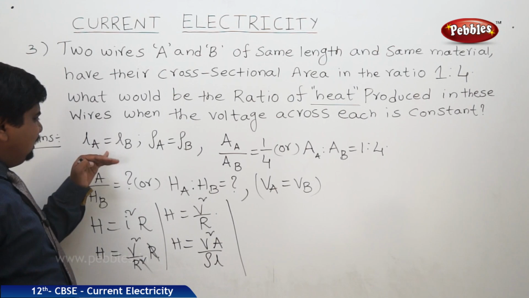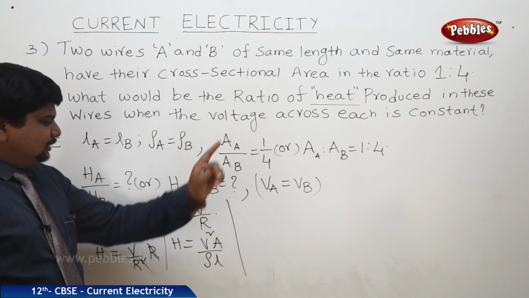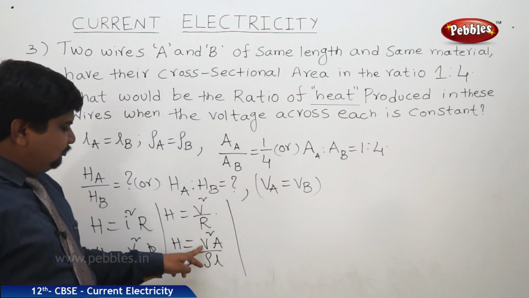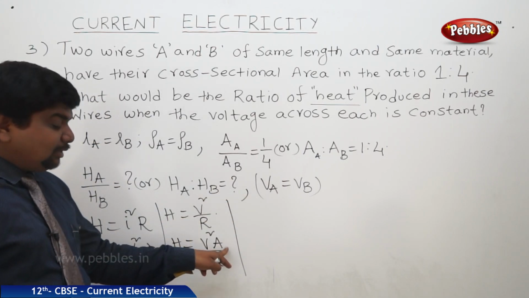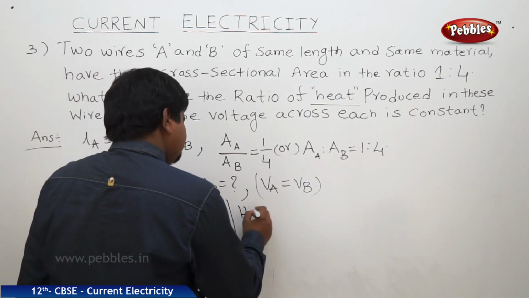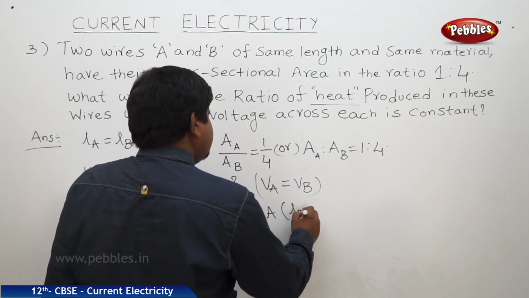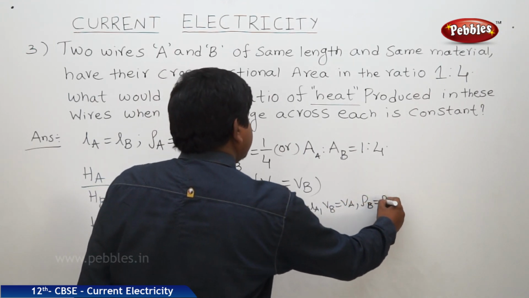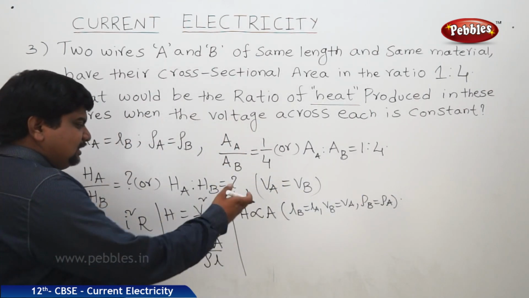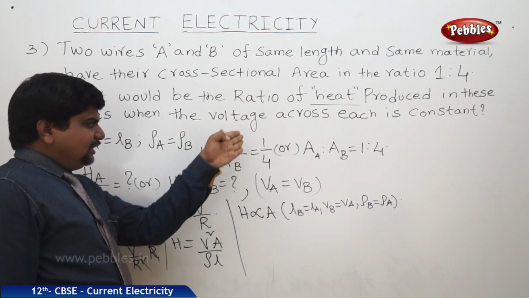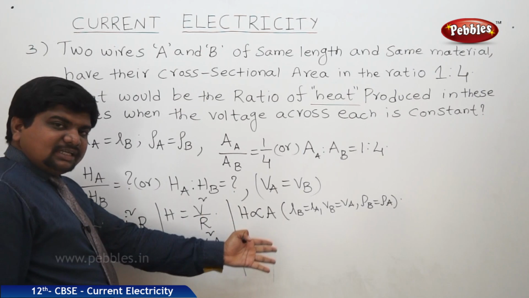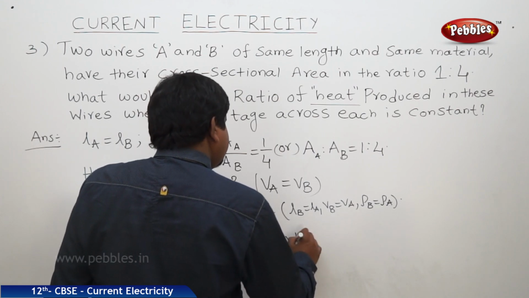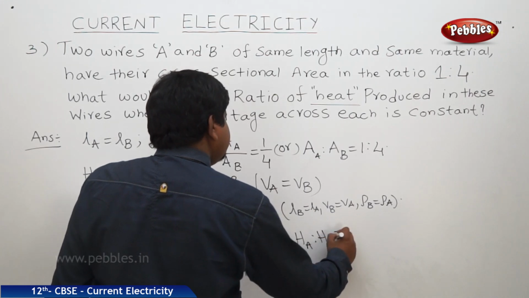Now see the problem. LA is equal to LB means L is constant. Rho A is equal to rho B, therefore rho is constant. VA is equal to VB, therefore V square is also constant. So H is directly proportional to A. Because LB is equal to LA, VB is equal to VA, and rho B is equal to rho A. What is H proportional to A means? AA by AB is equal to 1/4. If H is proportional to A, then HA by HB is also 1/4. Or heat energy produced in wire A is to heat energy produced in wire B is equal to 1:4.